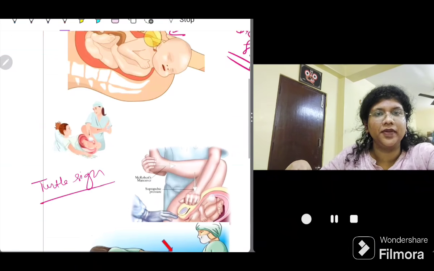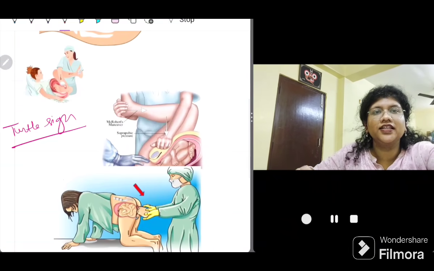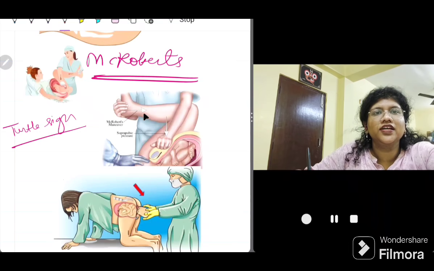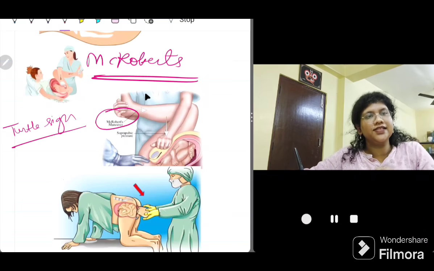So let me show you the image over here. You can see that there is hyperflexion and abduction of the thighs. So this is what is called the McRoberts maneuver. You can see that one assistant is performing the McRoberts maneuver, where she is hyperflexing the thigh and abducting it at the same time.